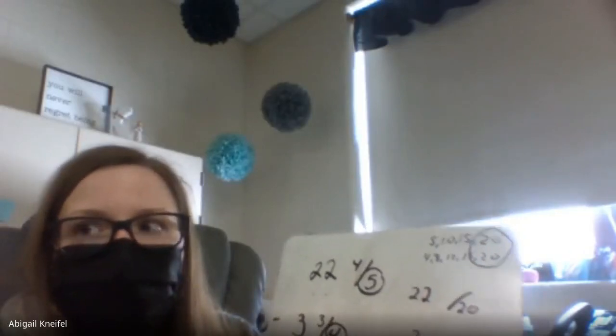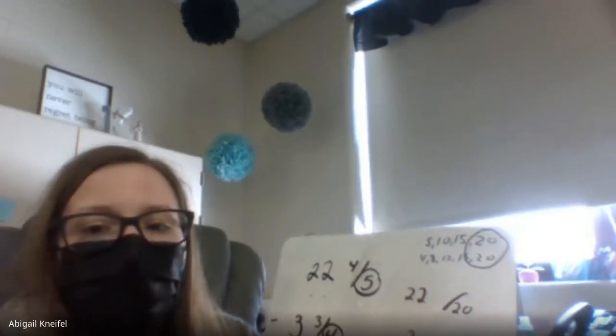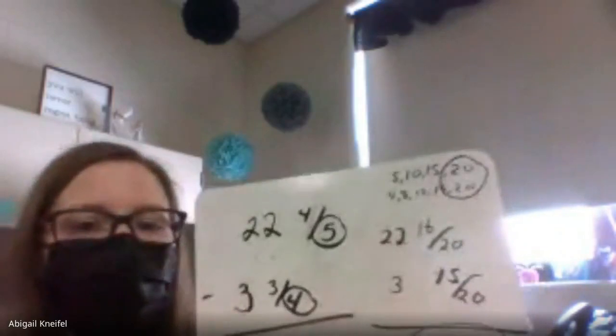Anyways, to get to 20, you have to multiply it 4 times. 4 times 4 is 16. So now we have 22 and 16/20ths. 4 to get to 20 is 5 times. 3 times 5 is 15. So we have 22 and 16/20ths minus 3 and 15/20ths. 16 minus 15 is 1/20. 22 minus 3 is 19. Your answer should be 19 and 1/20.